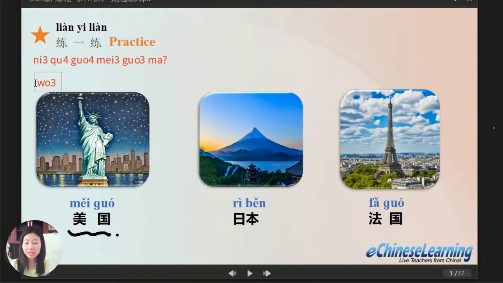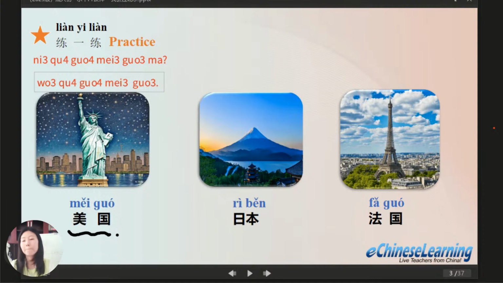Then we just need to put the verb here. The verb will be "have been to", right? So that will be 我去过. After the verb comes the object. The object here is 美国, so let's just copy this 美国 here. And let's put a full stop here.